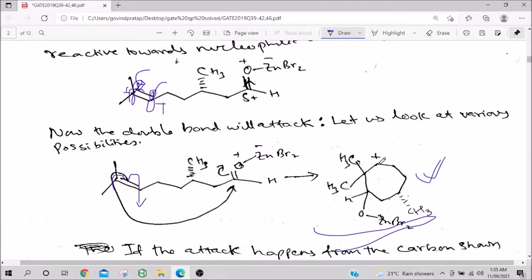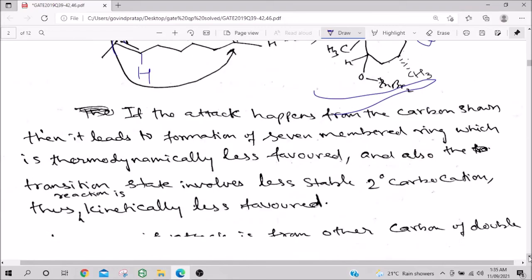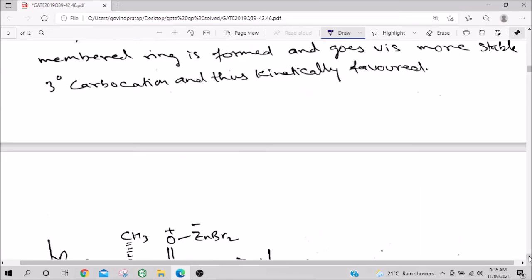Apart from that, if you see here, you are getting a secondary carbocation. Here one hydrogen is there, right? Because the attack happened from this side, one hydrogen was already there, so you are getting a positive charge here. So again a secondary carbocation is not stable. If possible, it will go through a tertiary carbocation intermediate. That is kinetics. Kinetics talks about the stability of the intermediate. So if an intermediate is more stable, then the reaction goes faster. So that's what happens. So the attack will be from the other side because it will give a tertiary carbocation.